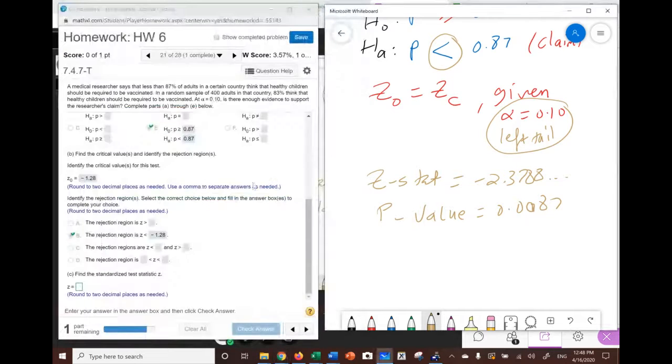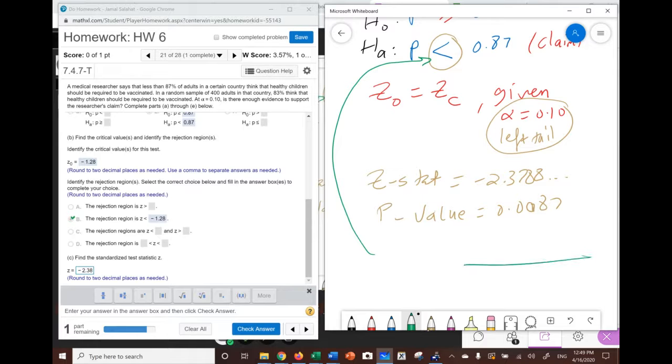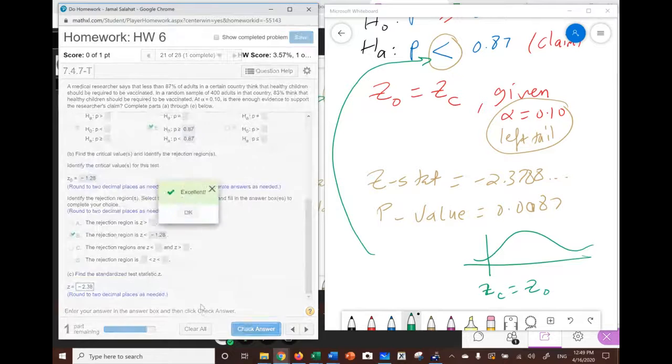Now, I'm done with StatCrunch. I go back to my problem. They want me to find the Z stat to two decimal places. It's going to be negative 2.38. And again, there is only one of them. Why is there only one? Because this is a left test. A left test has only one. This is the Z critical, or we call it Z0 sometimes. So let's check the answer.